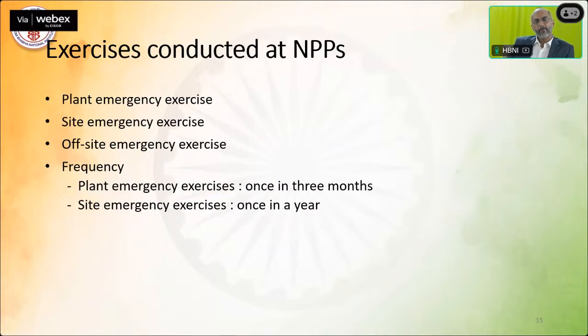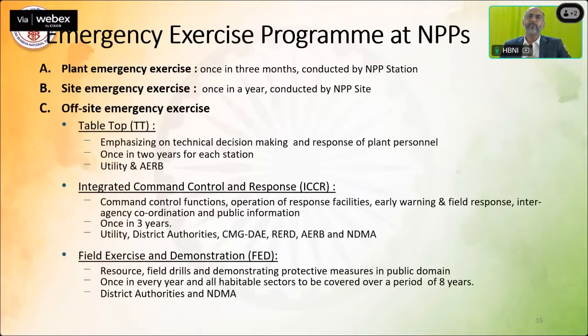And the various types of emergency exercises conducted by the licensees are plant emergency exercise, site emergency exercise, and offsite emergency exercise. Plant emergency exercises are conducted once in 3 months, and site emergency exercises are conducted once in a year. And when it comes to offsite emergency exercise, it's a whole new program now. It consists of 3 types of exercises.